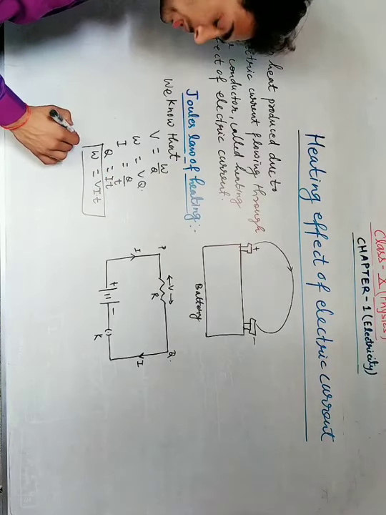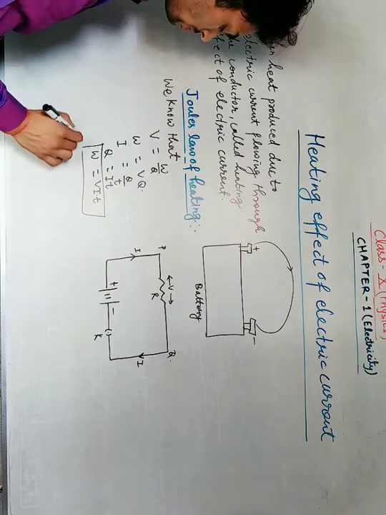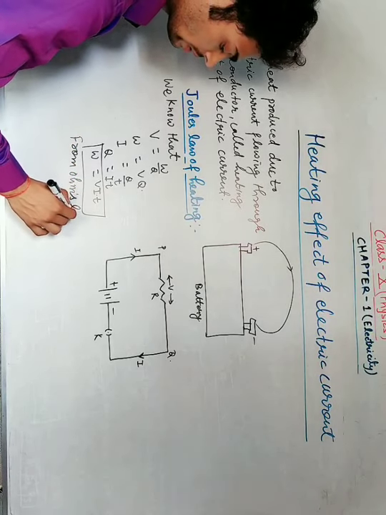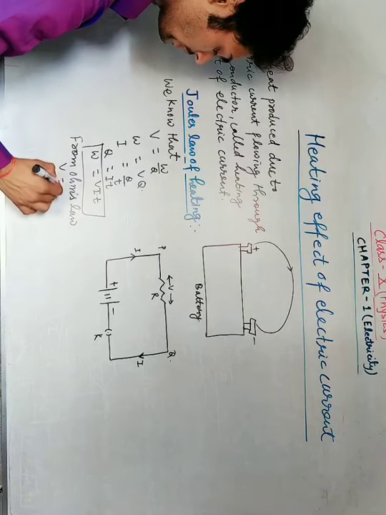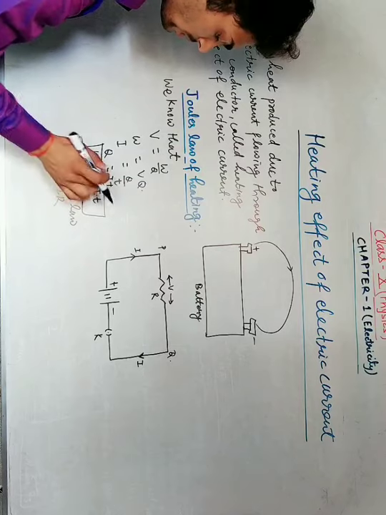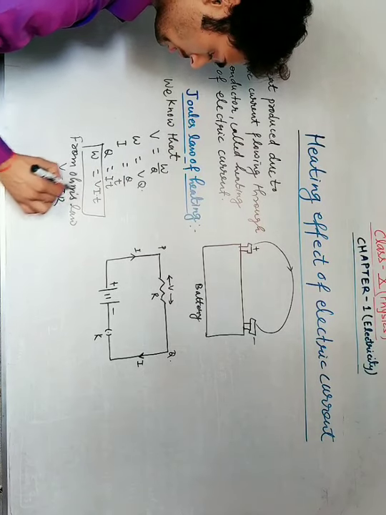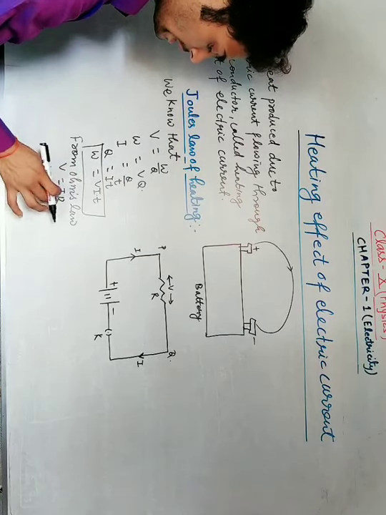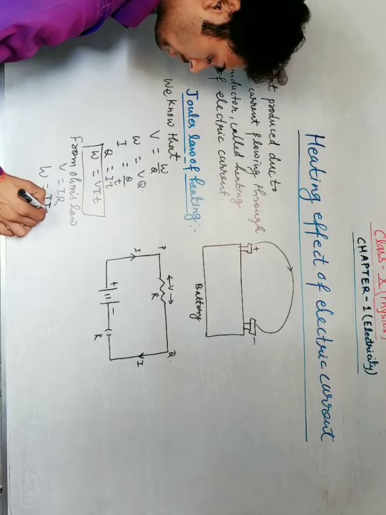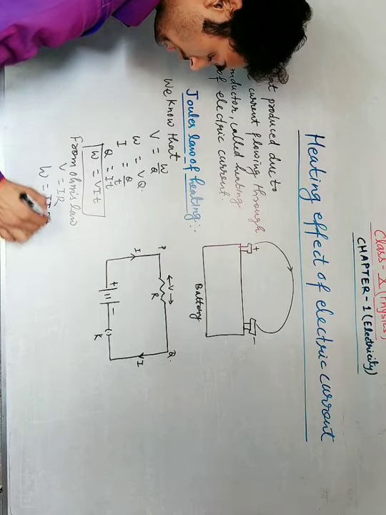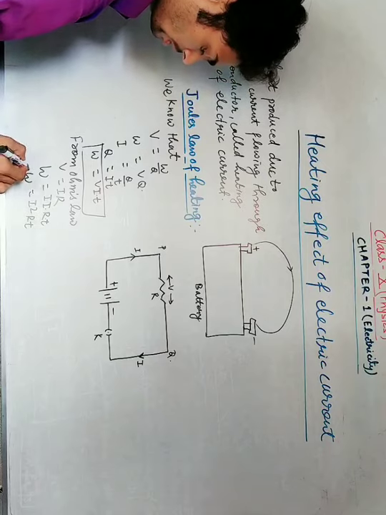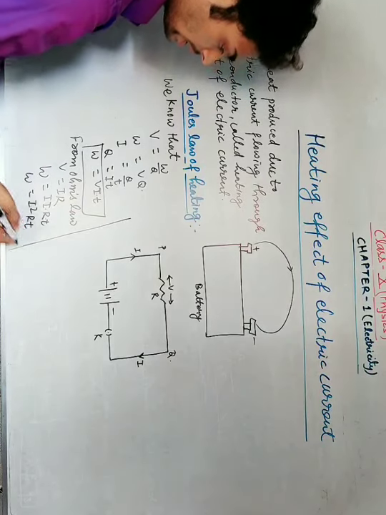But according to Ohm's law, we know that V equals IR. Then put the value of V in this equation. So W equals, what is the value of V? IR. So I into R into T. It becomes W equals I square RT. W equals I square RT.